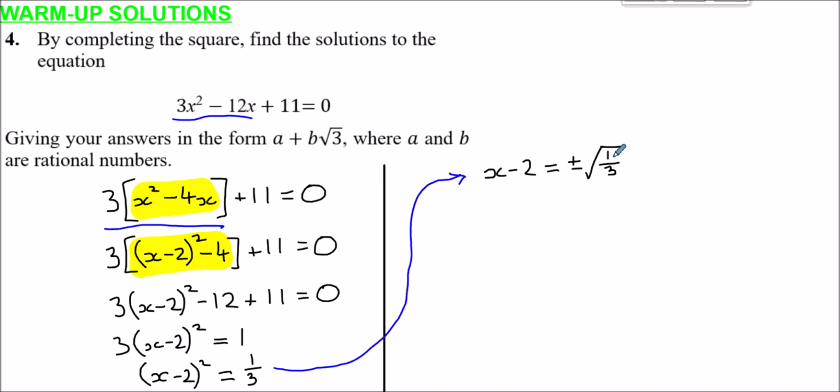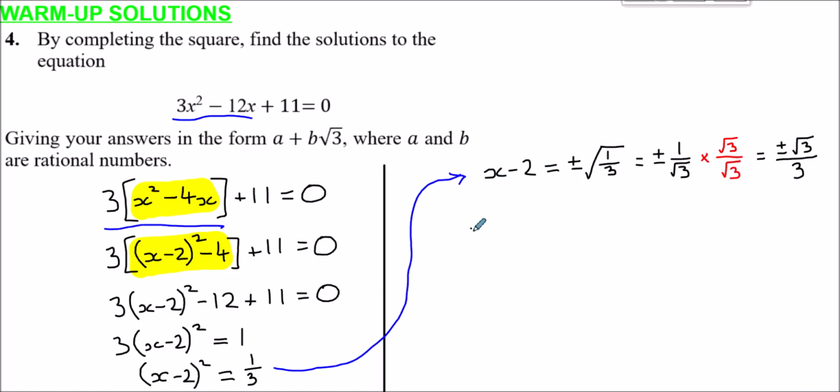Like I mentioned in warm-up question 3 though, we can think of the square root of 1/3 as being the square root of 1 on top, which is 1, the square root of 3 on the bottom, which we just leave as root 3. We can then rationalise this denominator by multiplying both top and bottom by root 3. And if we do that, on the top, we're going to have 1 multiplied by root 3, which is obviously just root 3. On the bottom, root 3 times itself is going to give us 3.